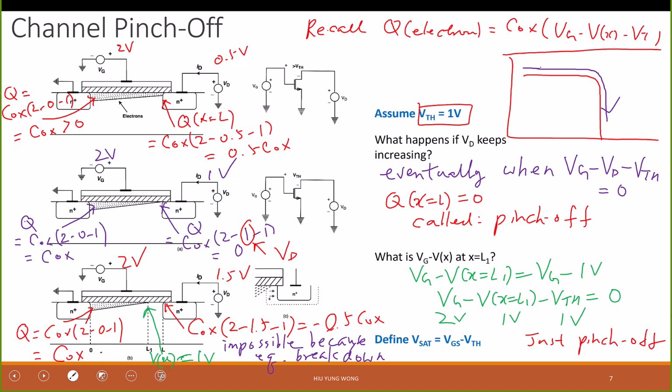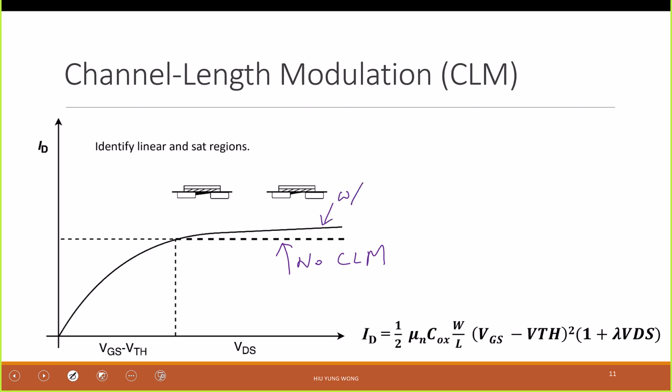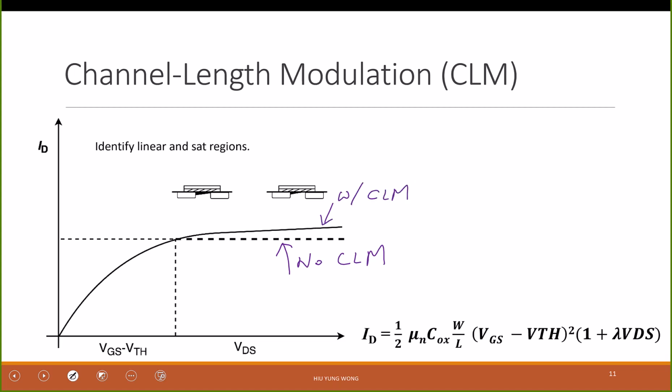Shorter, remember this is a resistor. Shorter is what? You should have less resistance, more current, right? Yeah. So in reality, you should see this going up. And this is called channel length modulation. This part is no channel length modulation. This part is with channel length modulation, right?